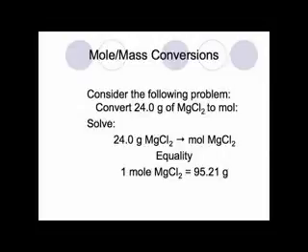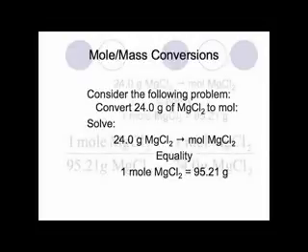I have to find the relationship between 1 mole of magnesium chloride and the mass in grams of magnesium chloride that would be equal to 1 mole, or 6.02 times 10 to the 23rd particles of magnesium chloride. So this is my equality. 1 mole of magnesium chloride will have a mass of 95.21 grams.